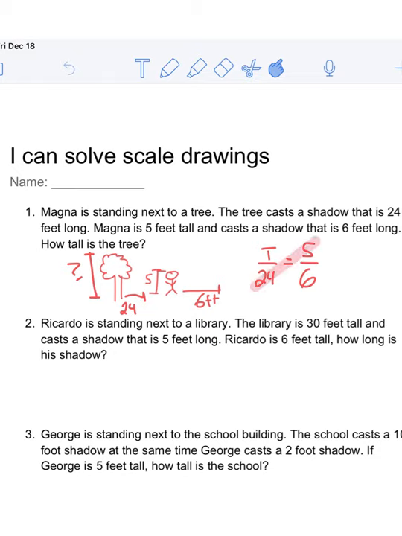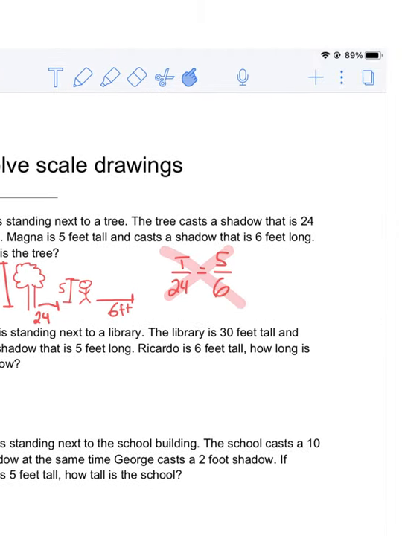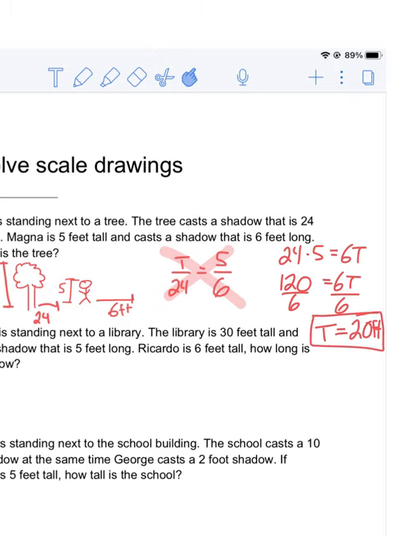So I'm going to do 24 times 5 equals 6 times T. So 24 times 5 equals 6T, and 24 times 5 is 120. To get T by itself, we divide both sides by 6. And T equals 20 feet. The tree is 20 feet tall.